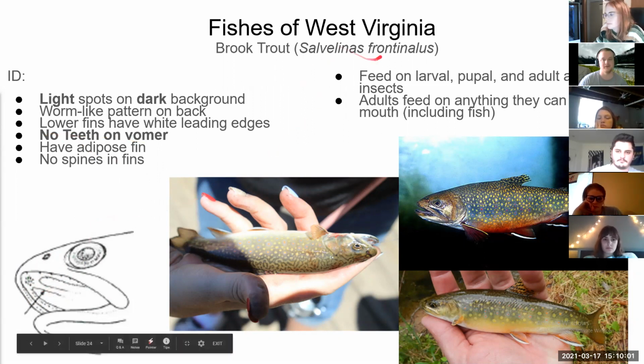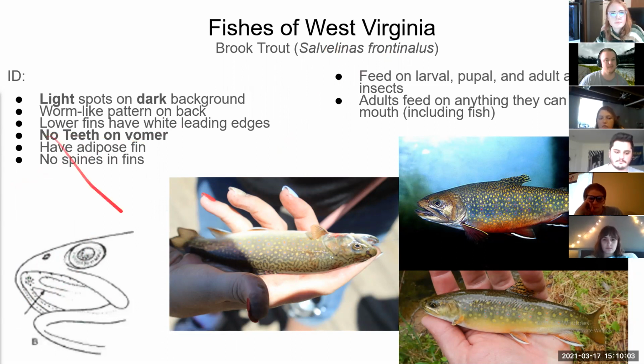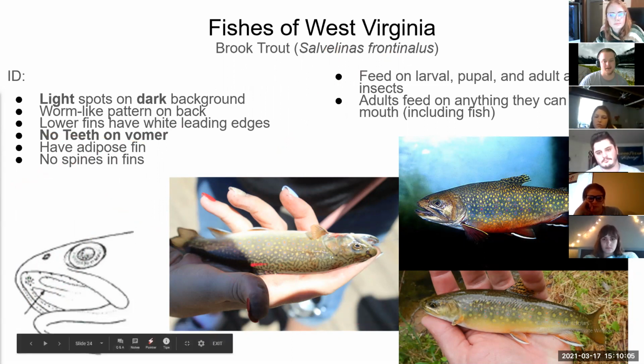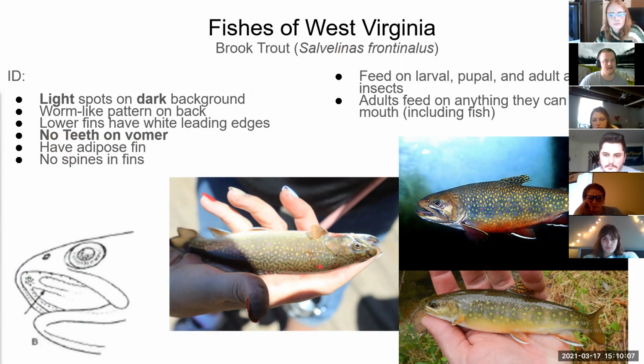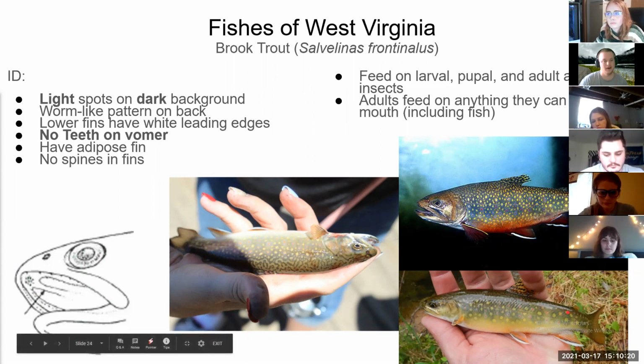This is Salvelinus fontinalis. They have a worm-like pattern you can see pretty clearly here on their back, and the lower fins have a white leading edge. Of course, because they are Salmonidae, they have the adipose fin, which you can see here and here. They don't have any spines in any of their fins. I also want to make clear that those are breeding colors, so females will not be quite as bright and vibrant.